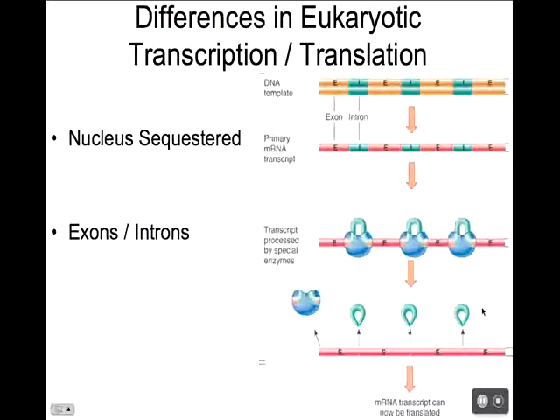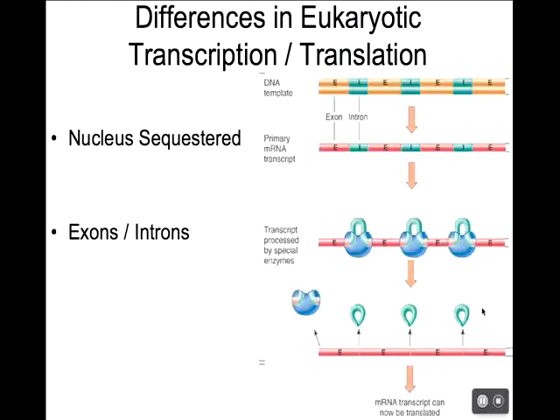Now let's talk about some of the differences in transcription and translation between prokaryotes and eukaryotes. I just talked about how in a prokaryote, transcription and translation can occur at the same time. Right? So is that true for a eukaryote? Can transcription and translation occur together in a eukaryote?